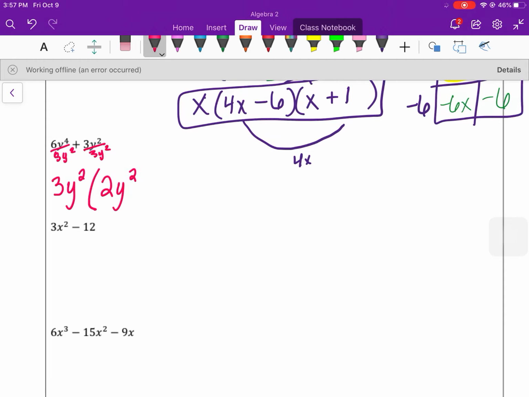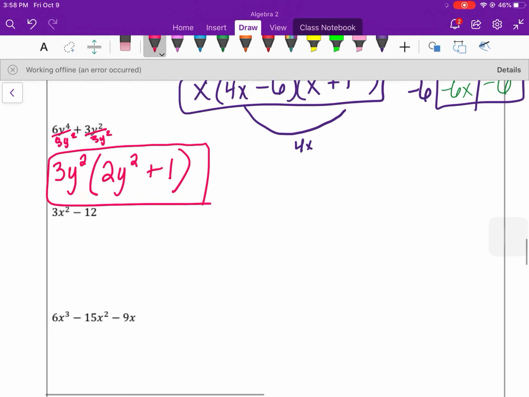Then divide this one by 3y squared. 3 divided by 3 is 1. Y squared divided by y squared is 1. That's my answer. If I multiply that back out, distribute that 3y squared back in, I should get what you started with, the 6y to the 4th plus 3y squared. 2y squared plus 1 does not factor any further.